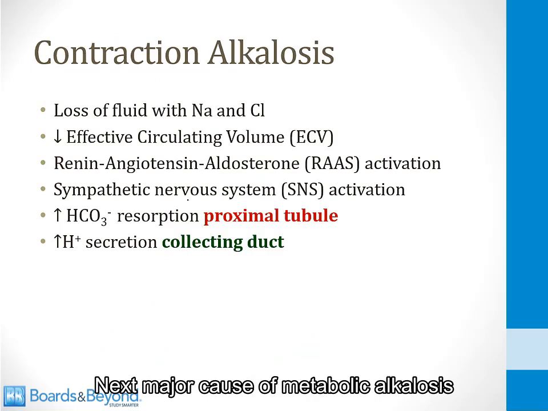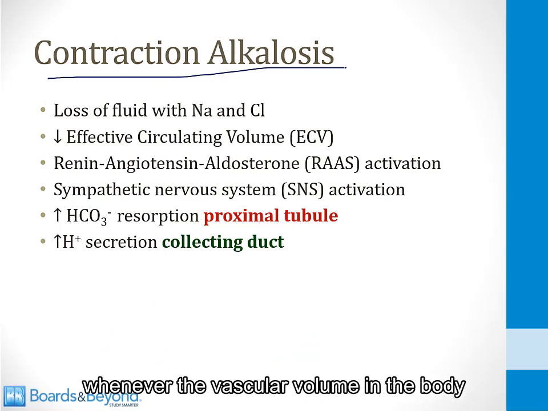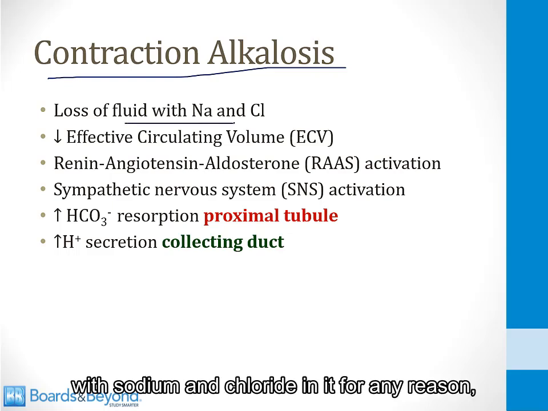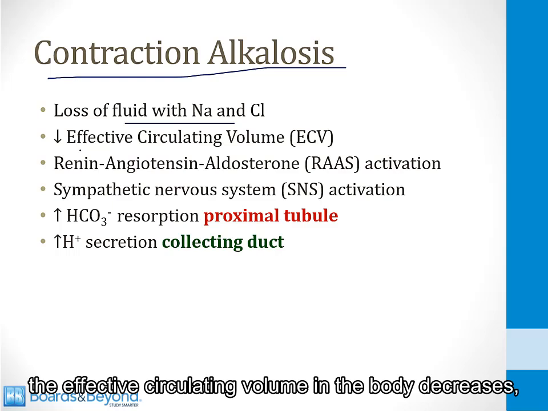Next major cause of metabolic alkalosis is called a contraction alkalosis. It gets this name because this occurs whenever the vascular volume in the body is contracted or decreased. So if a person loses fluid with sodium and chloride in it for any reason, this could be due to hemorrhage, this could be due to vomiting, this could be due to polyuria. If any of these things happen, the effective circulating volume in the body decreases.